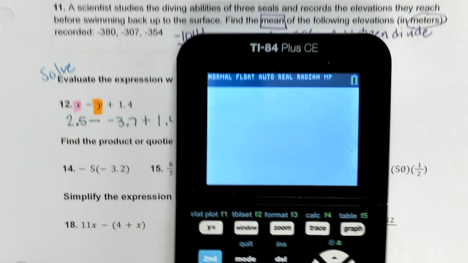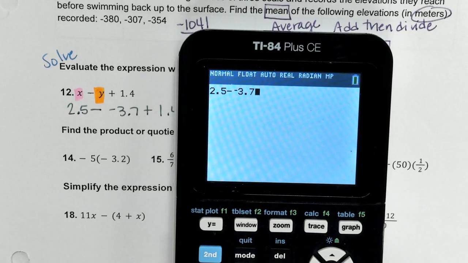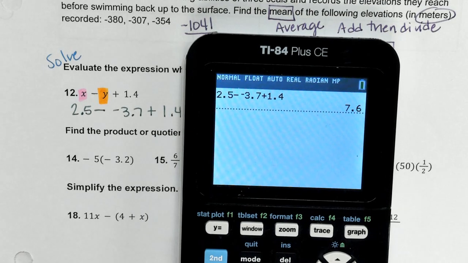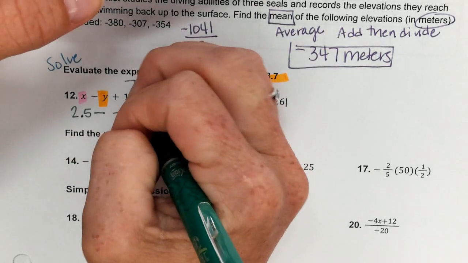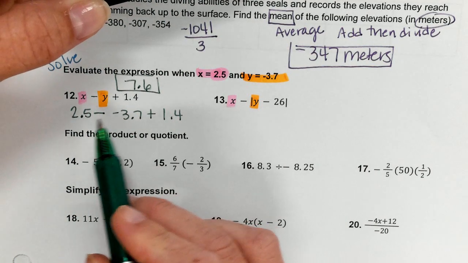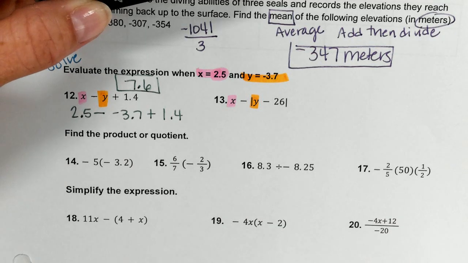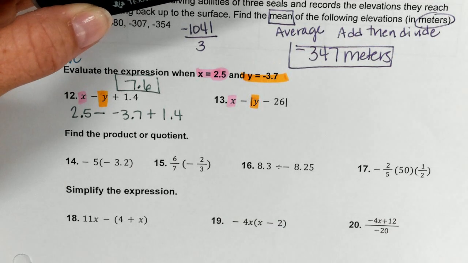All right, so here we go. 2.5 minus negative 3.7 plus 1.4, and the answer is 7.6. Now, if you chose to change, it's going to be 2.5 plus 3.7, and yes, you would get the exact same answer because your calculator knows to do that.